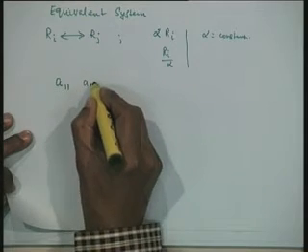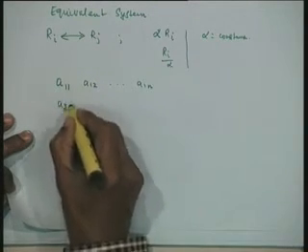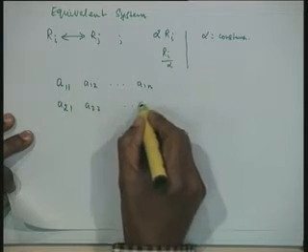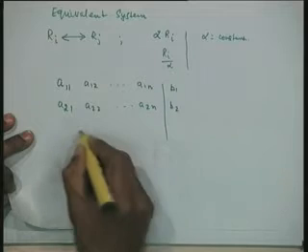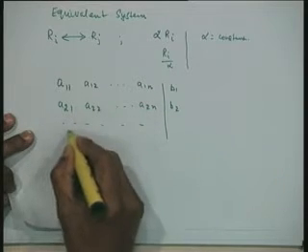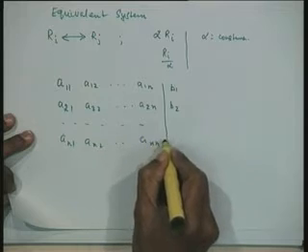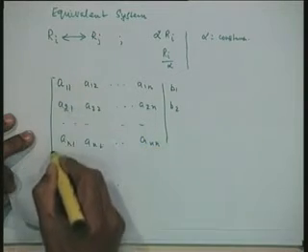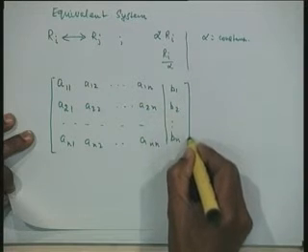Now, let us describe what the Gauss elimination procedure is. So, let us take our system of equations: A11, A12, A1n, A21, A22, A2n, B1, B2, AN1, AN2, ANN.